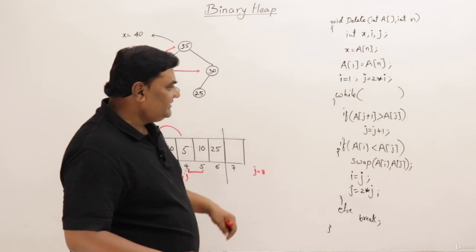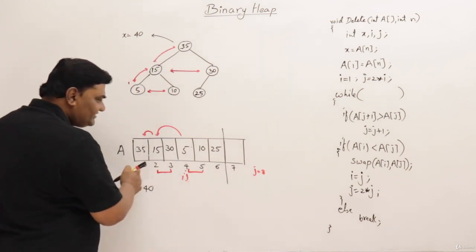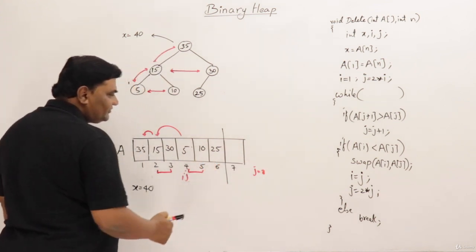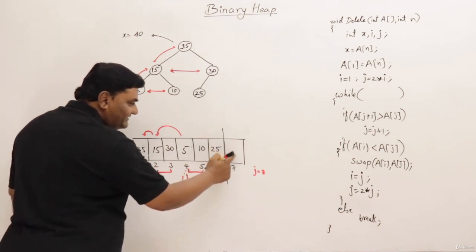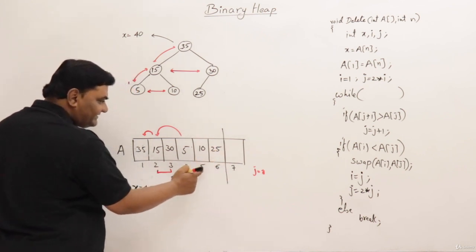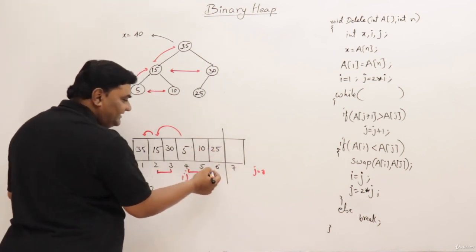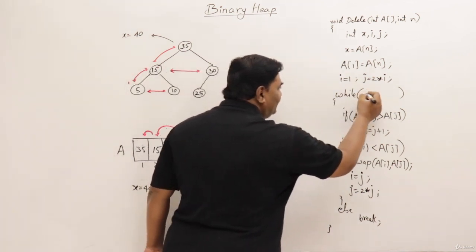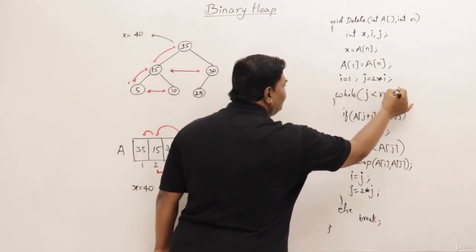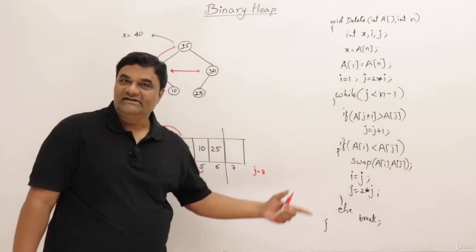So this loop should continue how long? Until you reach the end of this heap. So what is the end of the heap? The last index was 7, so it should be 6. So if last index was n, then it should be n minus 1. So while j is less than n minus 1, we have to continue. That's all with the delete.